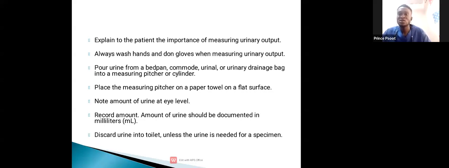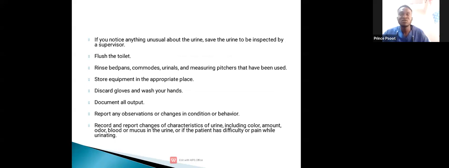Then discard the urine into the toilet and flush, unless the urine is needed for a specimen. If you notice anything unusual or abnormal in the urine, save the urine to be inspected by the supervisor. Otherwise, you can flush the toilet. Then store equipment in the appropriate place. Discard gloves and wash your hands. Document all outputs.